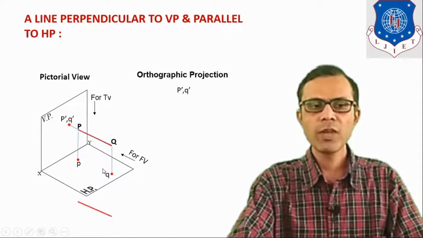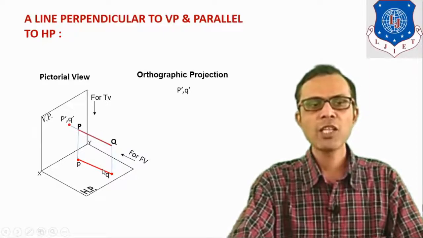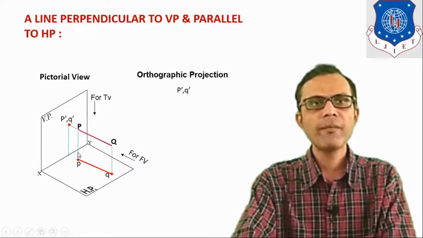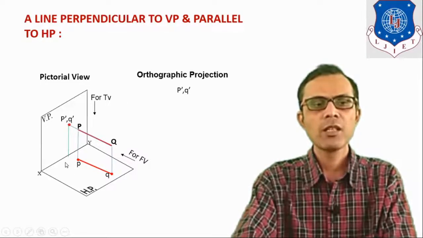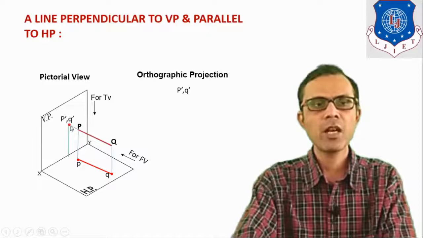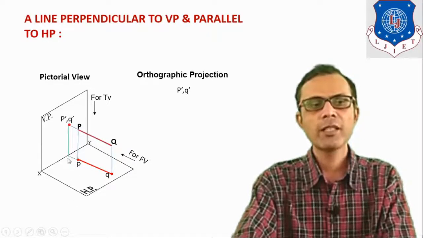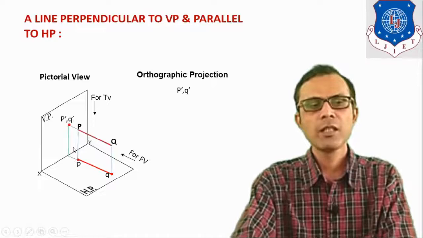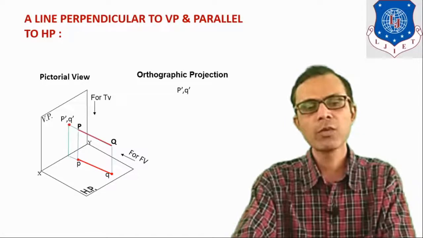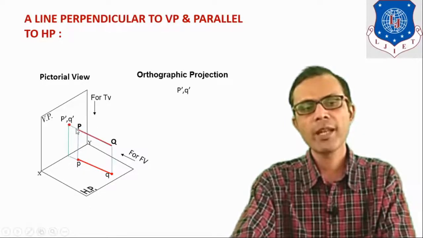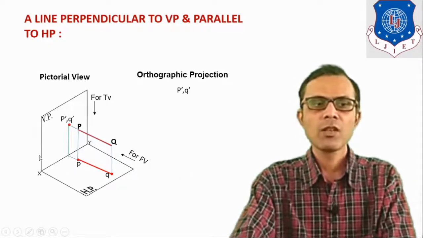Now PQ, when you join it, the same line with the same length can be seen on HP, that is the top view for the given line PQ. Now with reference to the XY line, this distance is the above HP distance, and that similar distance is here, above the XY line, P dash Q dash. And this distance is the in front of VP distance. End P of the given line PQ is in front of VP, and that similar distance is here, in front of VP. So it is a pictorial view.